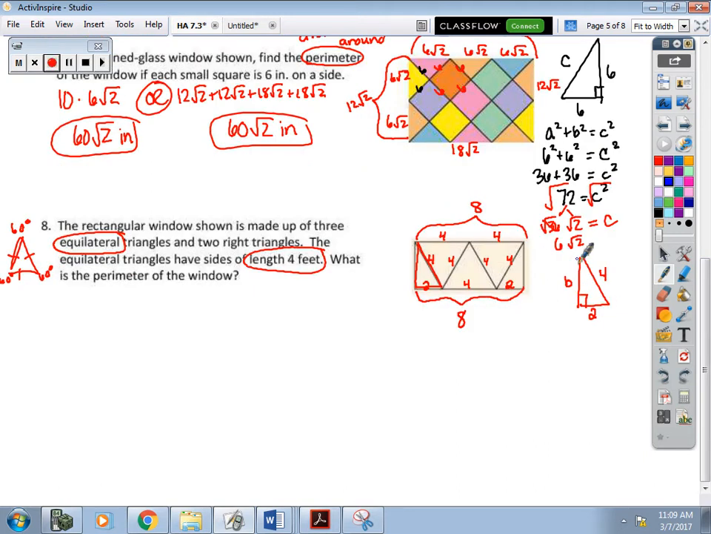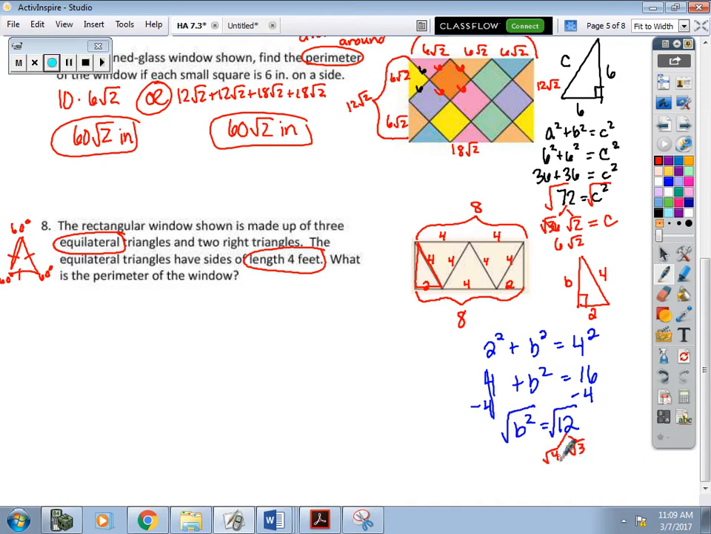This time, you want to make sure that you label the missing side A or B because it's a leg. We'll have A squared plus B squared equals the hypotenuse squared, so 4 squared minus 2 squared, subtract 4. Square root. And then we do have to reduce our radical, and we will get 2 square root of 3. Which again, we could have also gotten a lot faster if we had used the special right triangle.